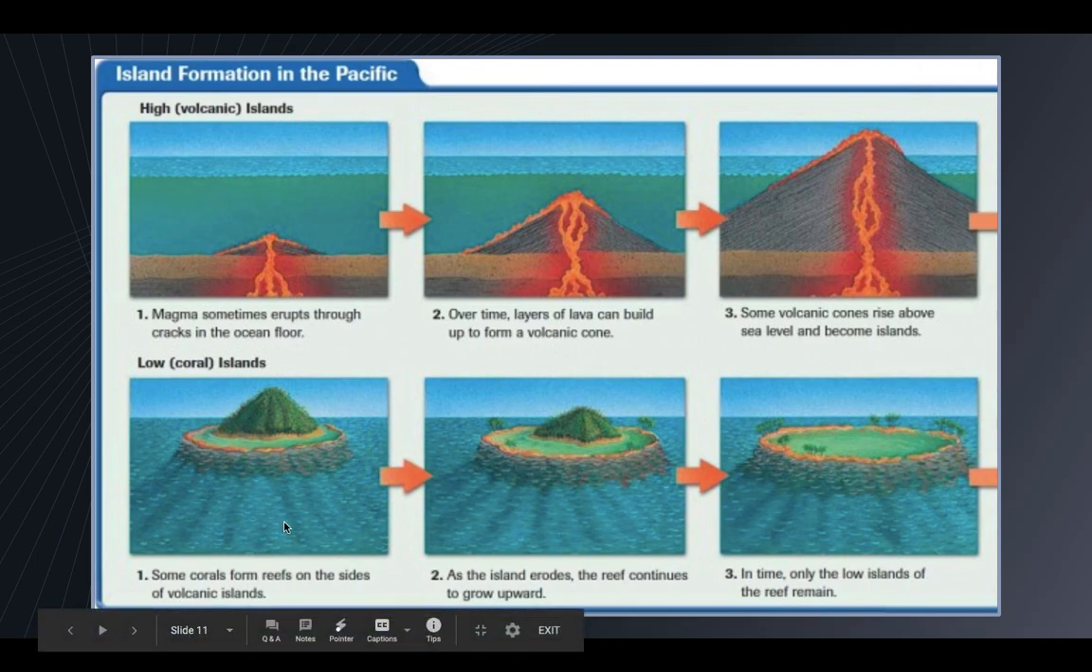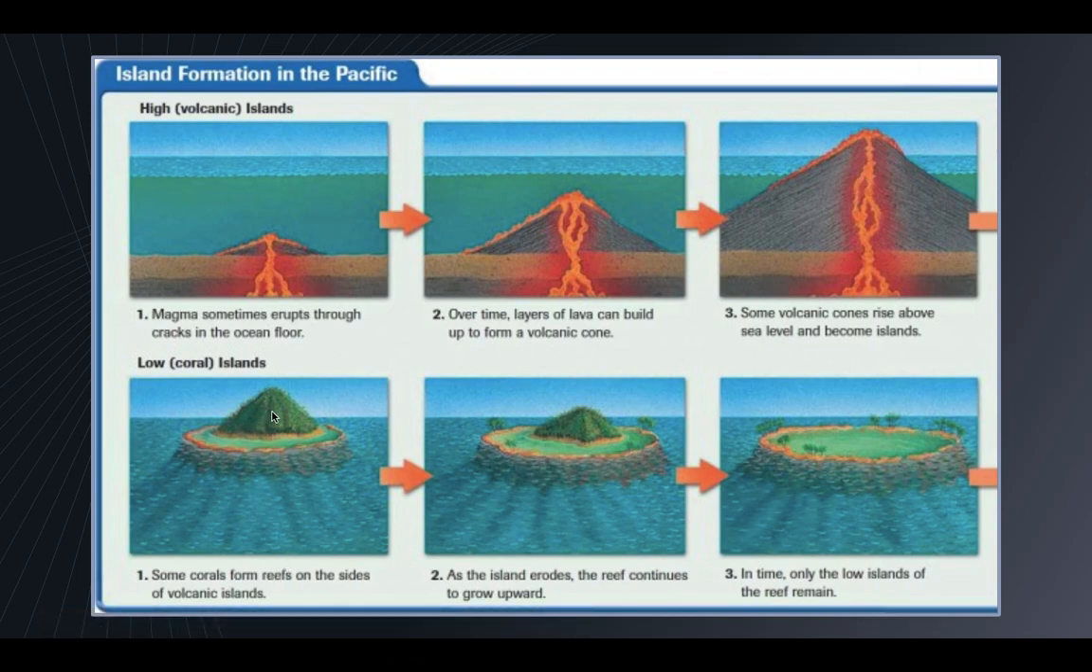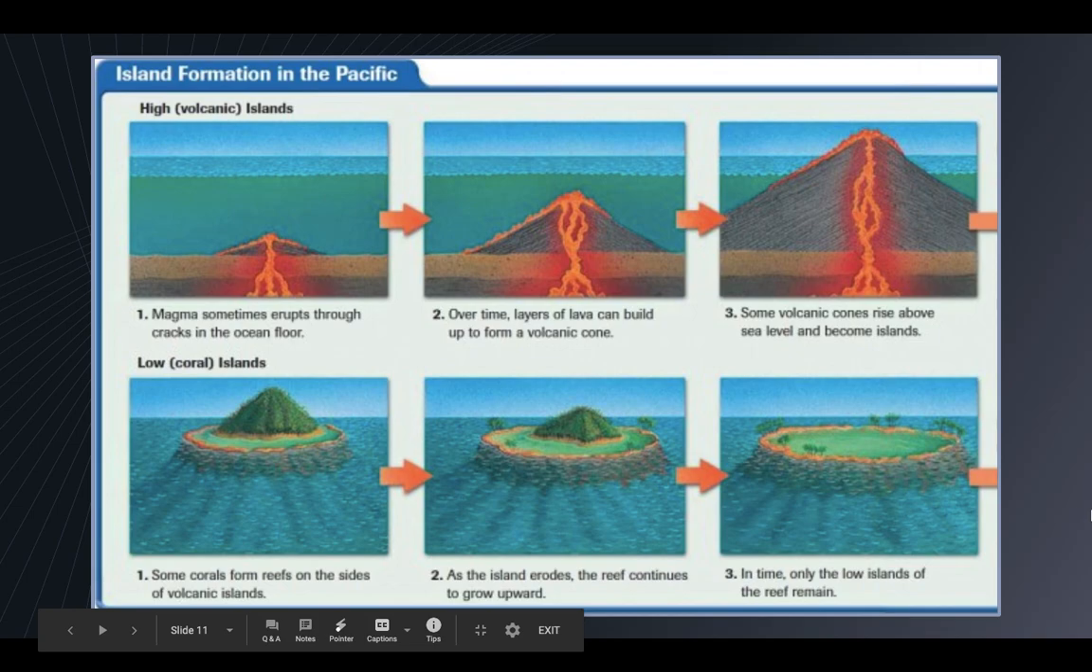And then this right here is a creation of an atoll. So this is one of these sticking out, okay? And you can see there's a coral reef forming around it, and now it's starting to recede back into the water. It's starting to erode away, and this is what you end up with right here. So this is an example of a low island, or in this case, an atoll.